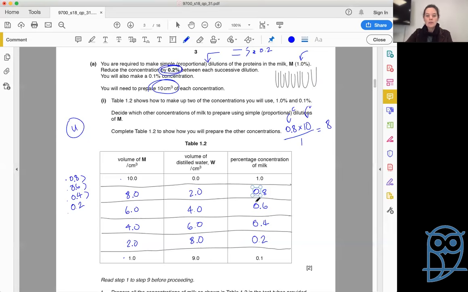So if you do this one here, you say I want a 0.6. So you would have, I want 0.6% concentration. I'm working with a total of 10 centimeters cubed. I'm dividing by an initial concentration of 1. And that's going to give me 6 centimeters cubed of M that I need. So you can work out each one if you prefer to work with a formula, or you can look for the pattern. So you can do a couple and then do the rest by pattern if you like to mix the 2 approaches. Are we happy with this simple dilution?